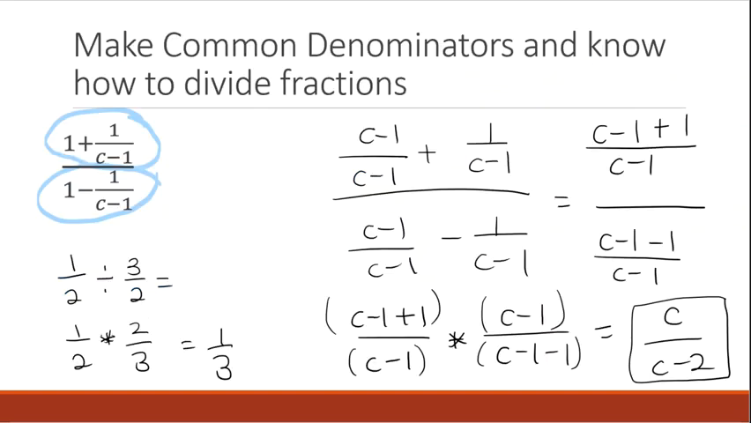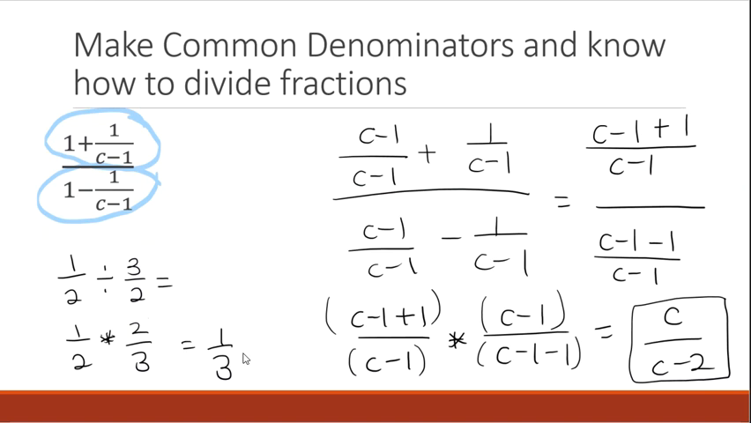So know factoring, know the quadratic formula, know how to make common denominators and how to divide fractions. Okay, so 1/2 divided by 3/2 is equal to 1/2 multiplied by this flipped. So this is on the top and this is on the bottom. So multiply by 2/3. The 2's cancel out, so that equals 1/3.